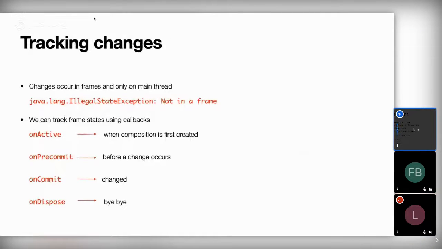So how can we track those changes, like setting them when something is created? Well, we track them by using some callbacks.